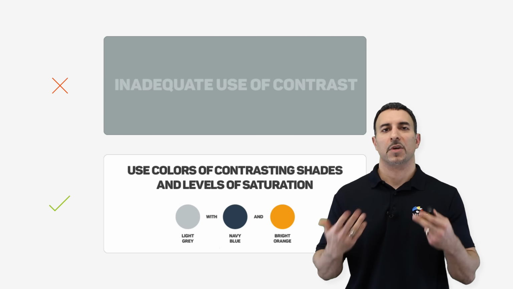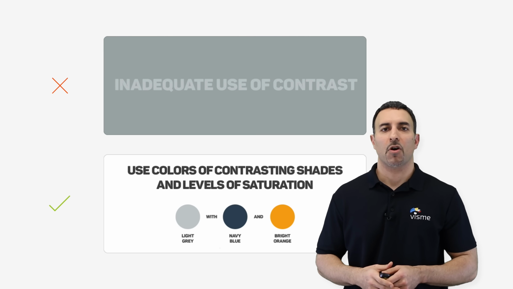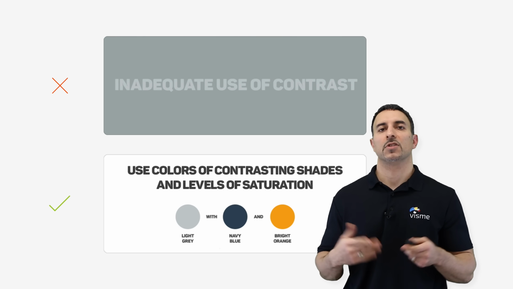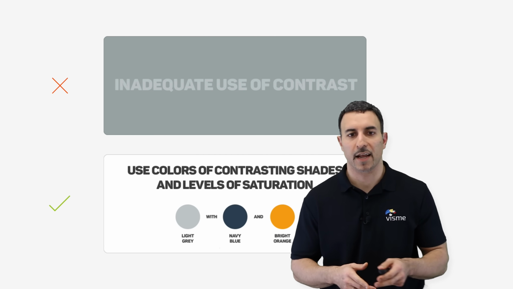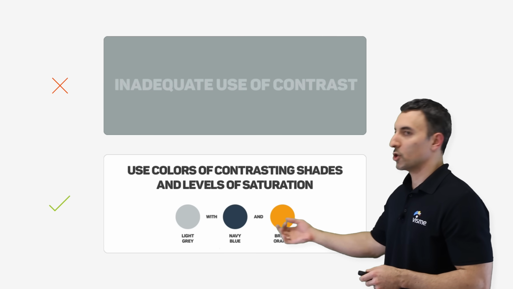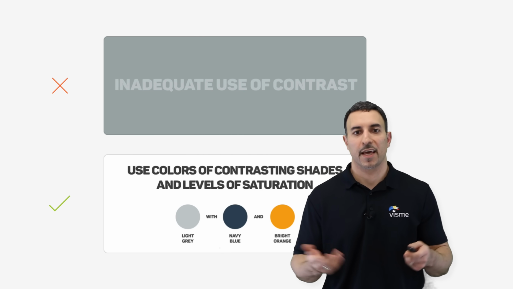So you want to basically use colors that are contrasting shades and levels of saturation. So in this case, if you look at it, you have a light gray and you have a navy blue, and it actually goes along with a bright orange.